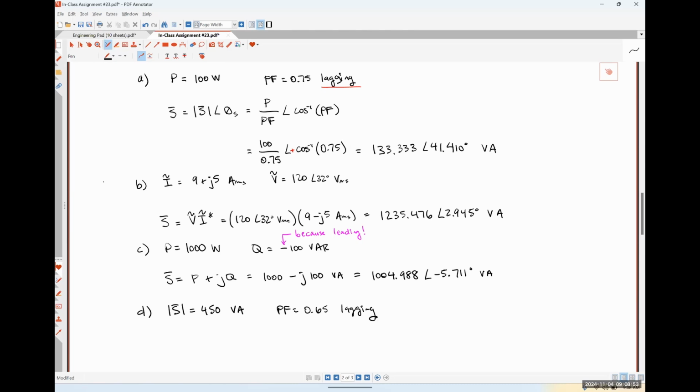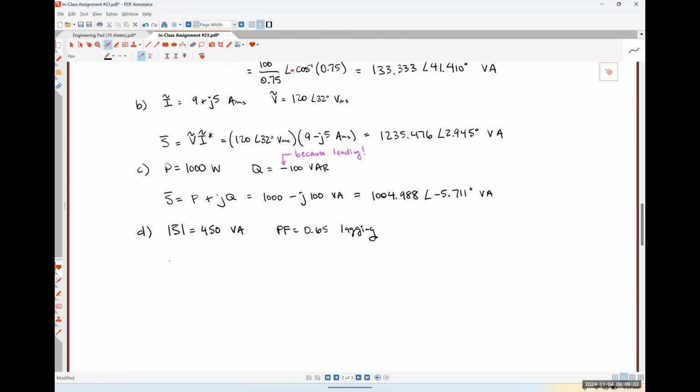Exactly right. We don't have to do average power over power factor because we were given the apparent power. So there's no need to do that extra step, right? So this is literally just going to be S is equal to the magnitude of S angle inverse cosine of our power factor. Absolutely right. So that's going to be 450 with an angle of inverse cosine of 0.65.